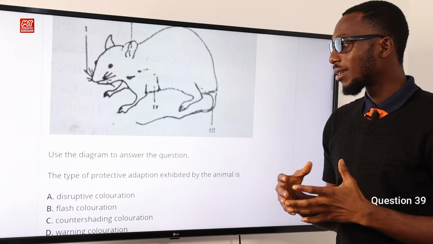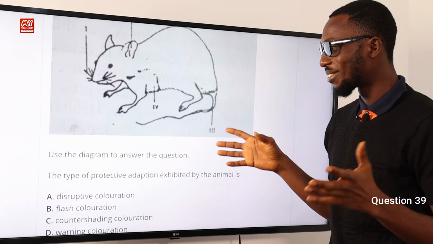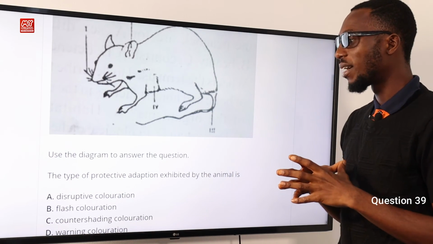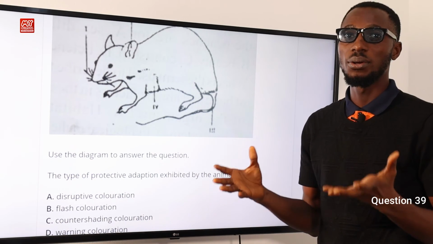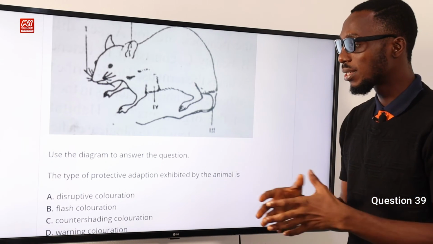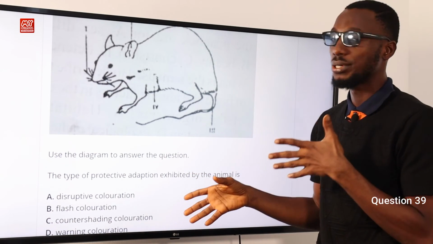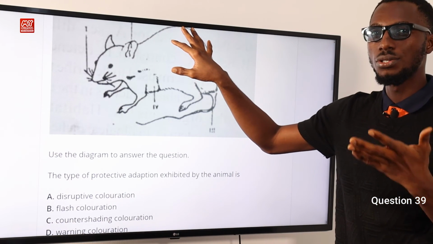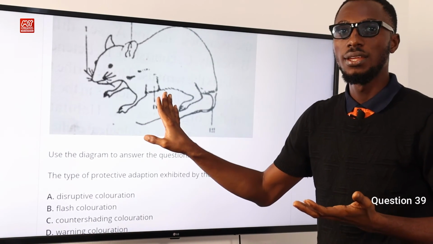Question 39. Use the diagram to answer the question. This is a diagram of a rat, a rodent. The type of protective adaptation exhibited by the animal is what? If we had concealing coloration, we would have considered that. But looking at the options provided for us, the very good one we can use is counter shading coloration, whereby on the dorsal parts you have a different color, usually a dark color, then on the ventral side of the belly it is light color.